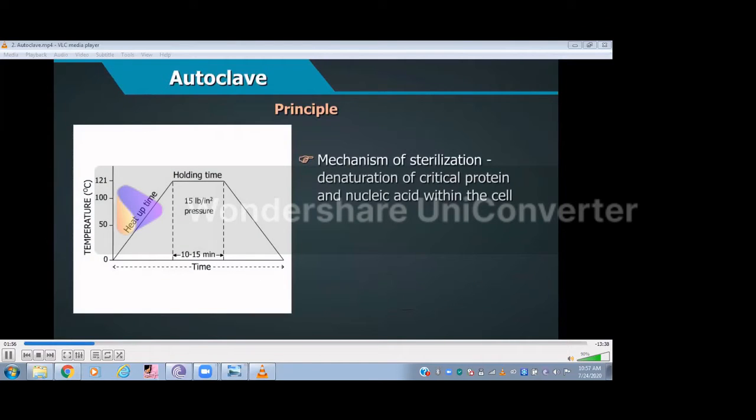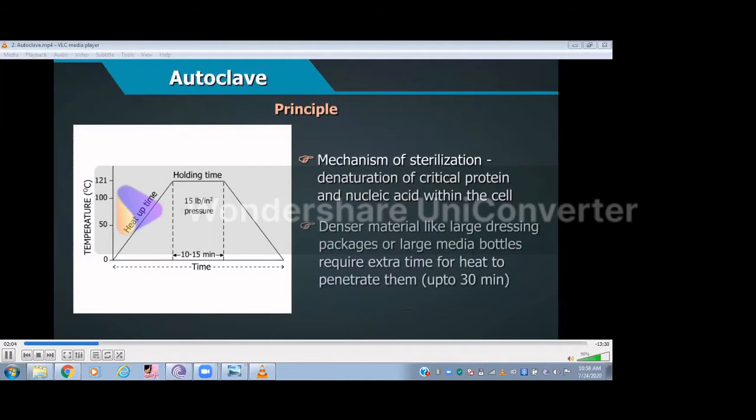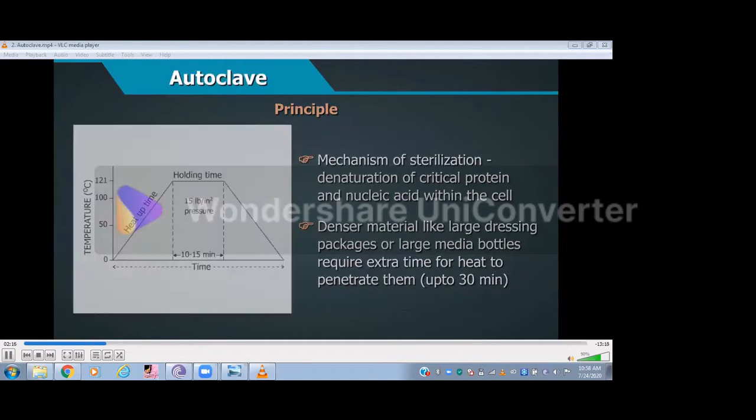Mechanism of sterilization. Denaturation of critical protein and nucleic acids within the cell. Denser material like large dressing packages or large media bottles require extra time for the heat to penetrate up to them. This may be up to 30 minutes.